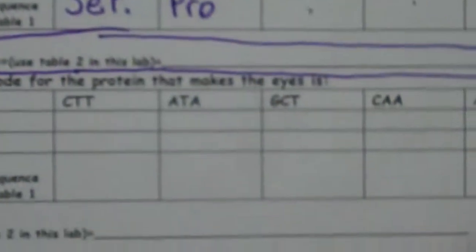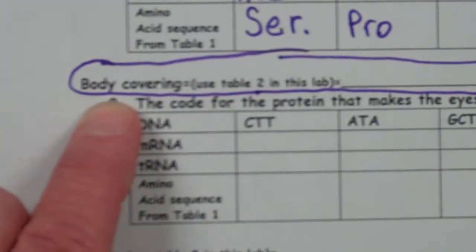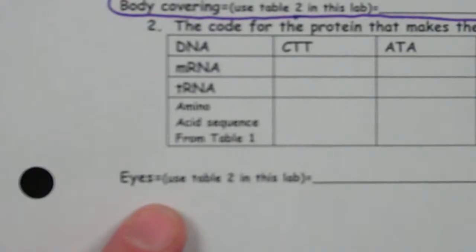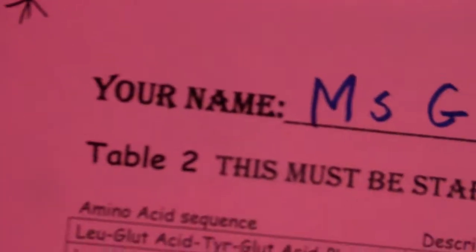Everybody will have the same body covering for the lab, no matter what table two you have. But all of the rest of the traits, I believe, will be different depending on if you got a pink table two or a yellow table two or a green table two or whatever it is, okay?